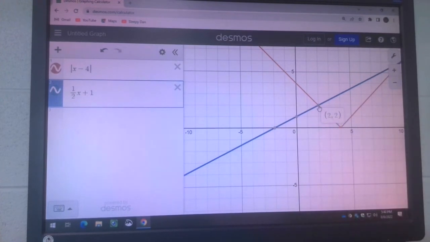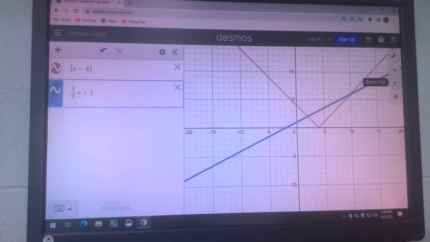So x is 2. Now I want you guys to notice, though, these things collide up here a little bit again. So if I put my cursor on that intersection point, it tells me x is 10. Yes, the point is 10, 6, but they only want x, so x is 10. And x is 2. Those are our two answers for this one problem.